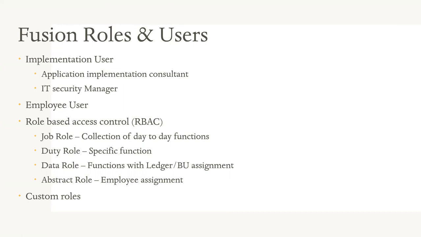And then we have a data role. Data role is something to give access to the user, that is, giving access to the particular inventory org. And then we have abstract role. Abstract role is something where we assign this particular role to a particular employee. This we will see in custom role basically.